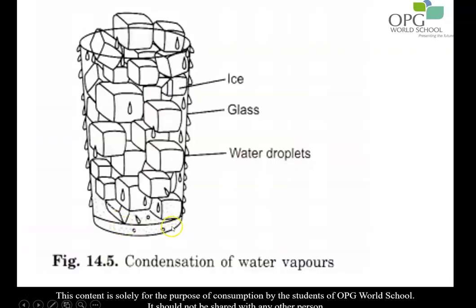You must have noticed if you take a glass of water and put ice in it, after some time there will be water droplets outside the glass. This is because there is water vapor all around this glass, and as the water vapor strikes the cold surface, on cooling, the vapor will form water droplets. The glass is not leaking, it is just that condensation is happening outside the glass.